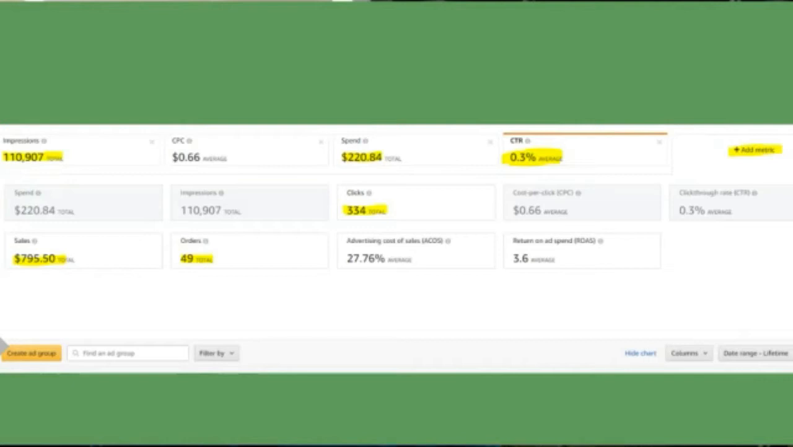What we're looking for is about 1 click per 1,000 impressions. That's the average, and that's what we're expecting. You say, well, that's very small. Yes, it's true, but that's on average. If you're getting 1 click per 1,000, that's good. In this case, it got 334 clicks for 110,000, so this is way above average.